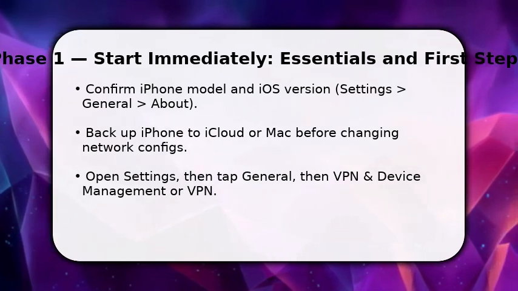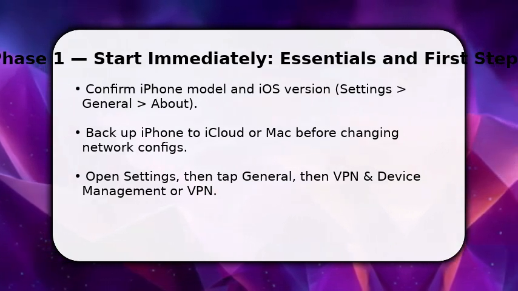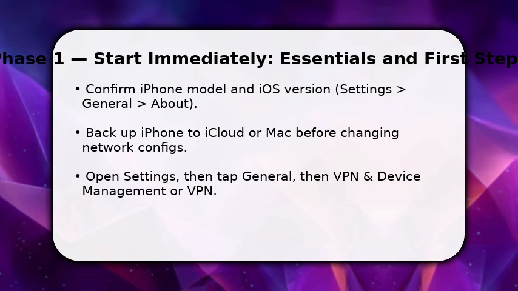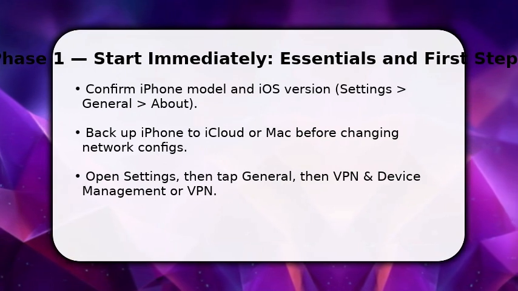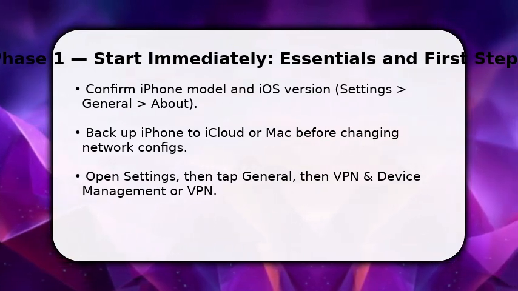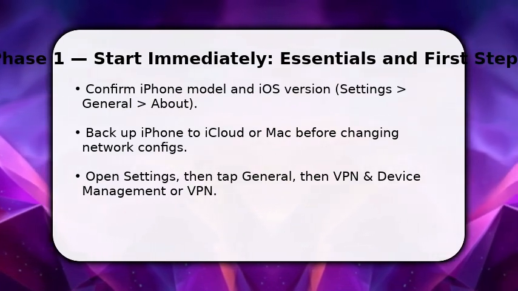Next, open Settings and go straight to General, then to VPN and Device Management or the VPN entry. You are looking for active or configured VPN profiles. Make sure cellular or Wi-Fi is on so the phone shows connected status. This helps identify active profiles versus inactive ones.